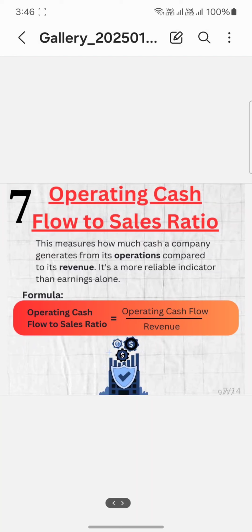The seventh ratio is the operating cash flow to sales ratio. This measures how much cash a company generates from its operations as compared to its revenue. It's a more reliable indicator than earnings alone. So what is the formula for this particular ratio? Operating cash flow to sales ratio is calculated by dividing operating cash flow by revenue.